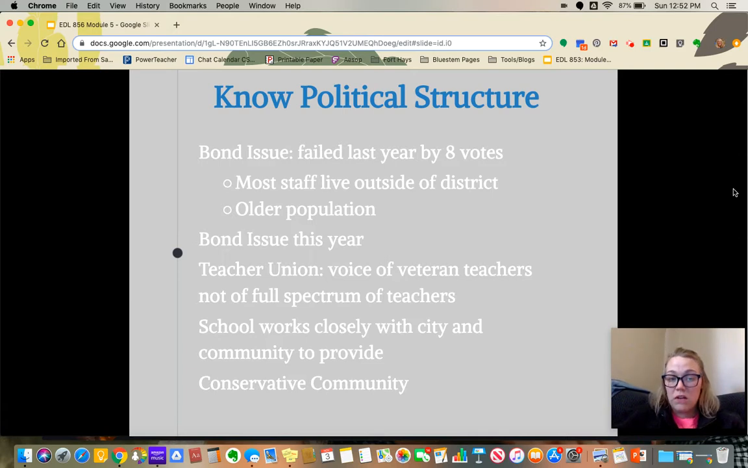We do have a conservative community, so I think sometimes that sways people wanting to spend money for things. That was a big issue as well when there was a big town hall meeting last year for our bond issue. A lot of those conservative folks wanted to know where all that money was being spent.